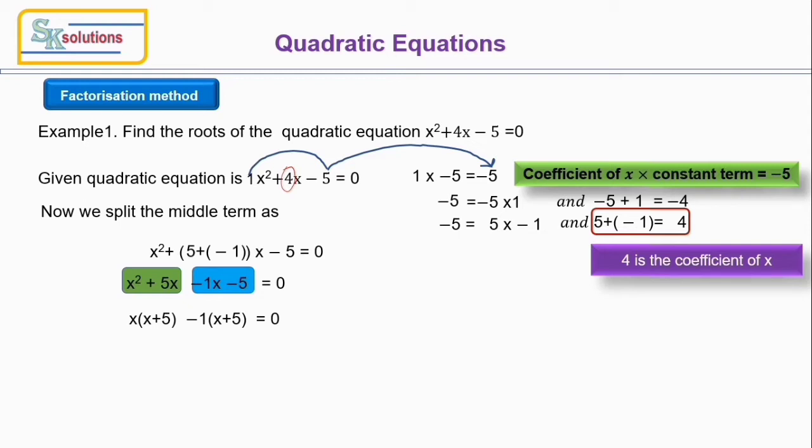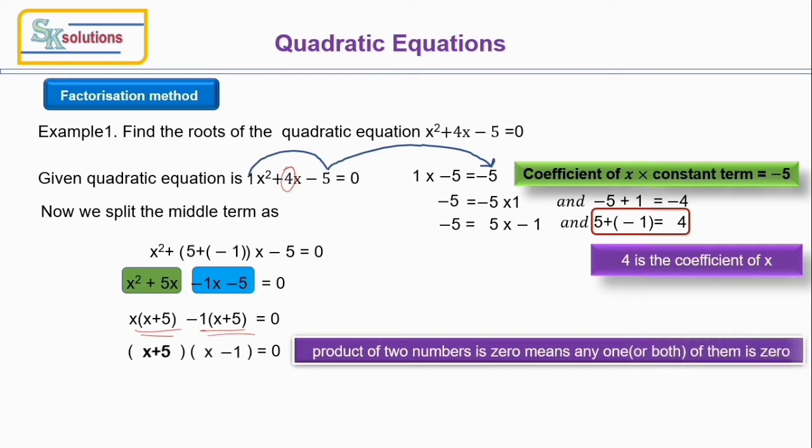Now what you see here, there are two terms, x(x + 5) and −1(x + 5). Out of this we can see x + 5 is again a common factor. So we are going to take out this common factor once again. So x + 5 will go into one bracket, and from the first term we get x, and from the second term we get −1. So we are getting (x + 5)(x − 1) = 0.